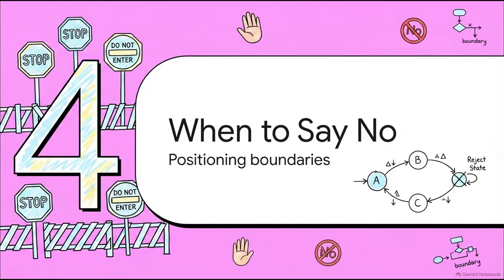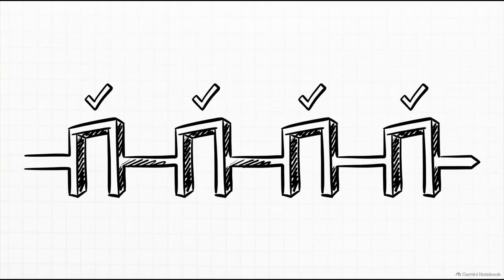Moving on to Section 4, when to say no, and exactly where we should be positioning these boundaries. So where exactly in our architecture do we position these boundaries so the system can confidently say no? Well, it needs to happen at 4 distinct stages. First, pre-model checks. These reject invalid queries before the LLM even spins up, which saves you compute costs and blocks prompt injections right out of the gate.